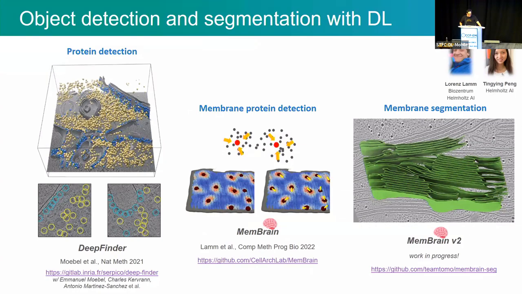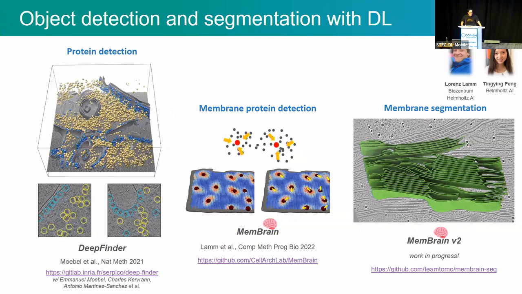And this is a very fruitful collaboration where we have developed and are developing new deep learning tools for analyzing cryo-ET data. For example, together with Emmanuel Moebel, Charles Kervrann, and Antonio Martinez-Sanchez, we have participated in the development of DeepFinder, which is a tool for picking particles in tomograms.